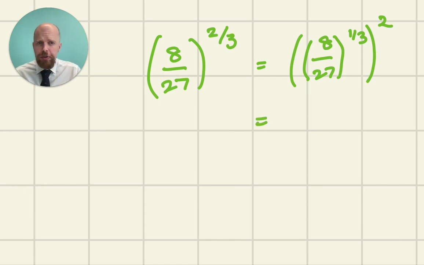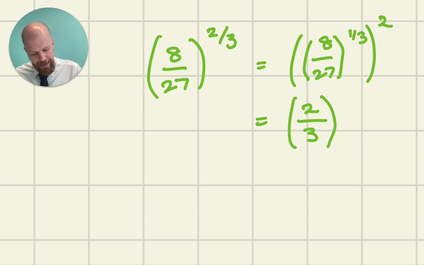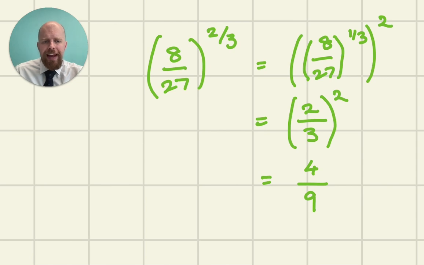So I cube root, because it's power 1/3, I cube root the top, and I cube root the bottom. The cube root of the numerator is 2, and the cube root of the denominator is 3. I then look to square that, and my answer is 4 over 9. And that is how you deal with fractional indices, with a base either as a whole number or as a fraction.